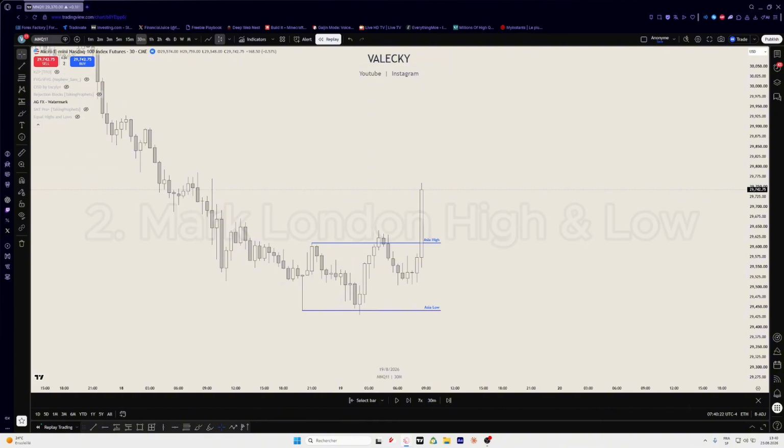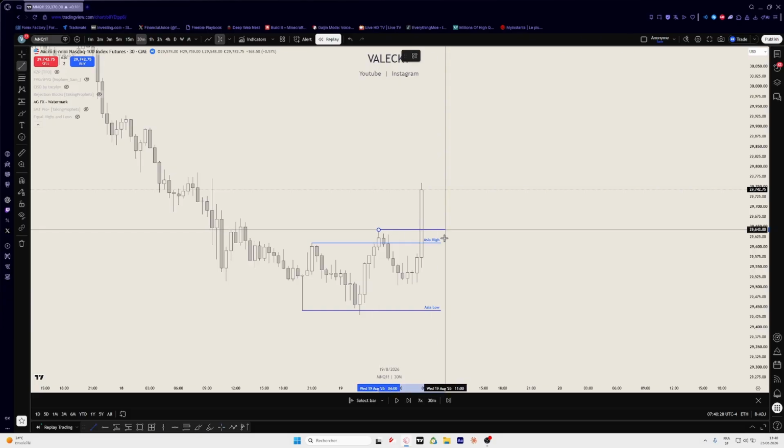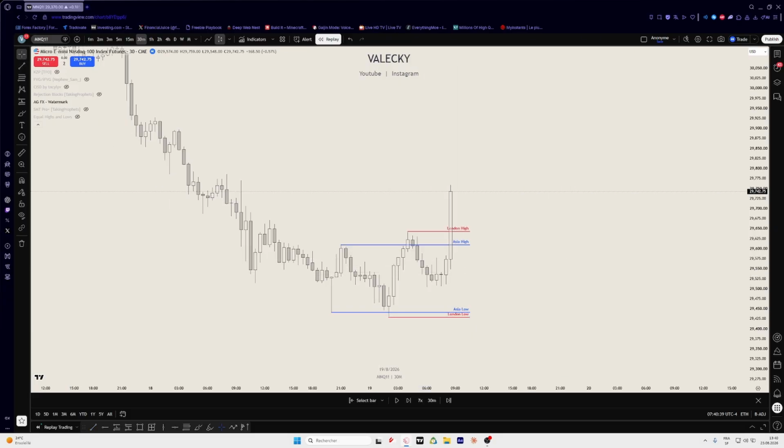Next up, we got London high, London low, right? So London high and London low. These are especially important going into New York because New York can often sweep one of these levels before making the actual move. Like we could be, for example, going down to London lows and then we go just up. Again, I'm not predicting anything, I'm just building my liquidity map.